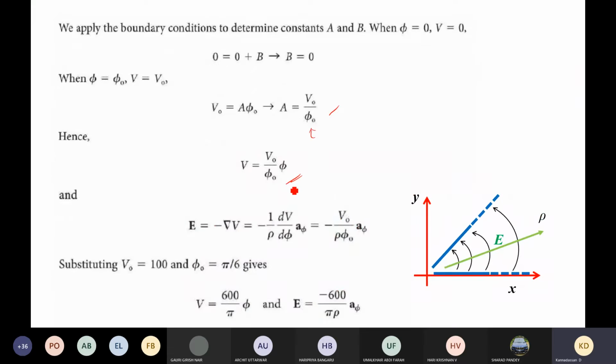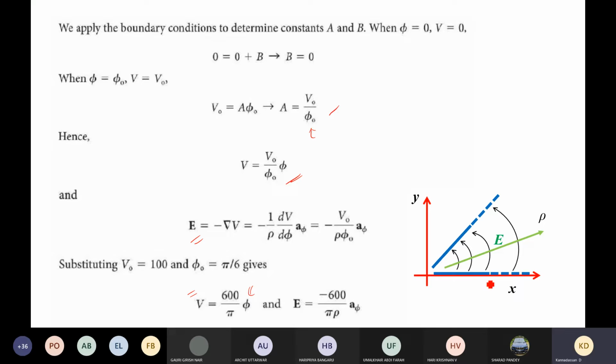So we got this potential and the electric field calculated. From that, we can calculate the electric field at any particular point with respect to phi. So when you substitute 0, you will get 0. When you substitute phi equal to pi by 6, the pi cancels with 6 and you get 100. So that problem is solved. That is the simple method. We can calculate electric and magnetic field.